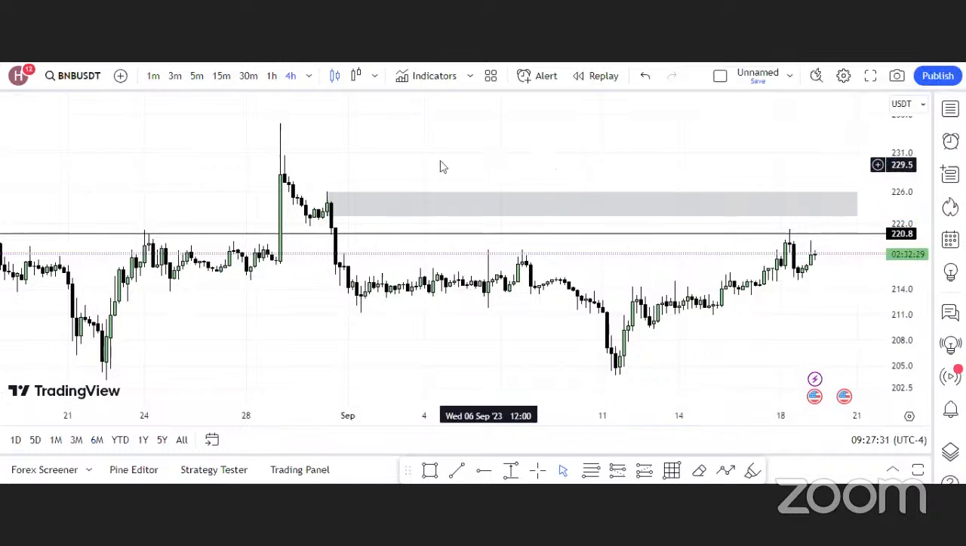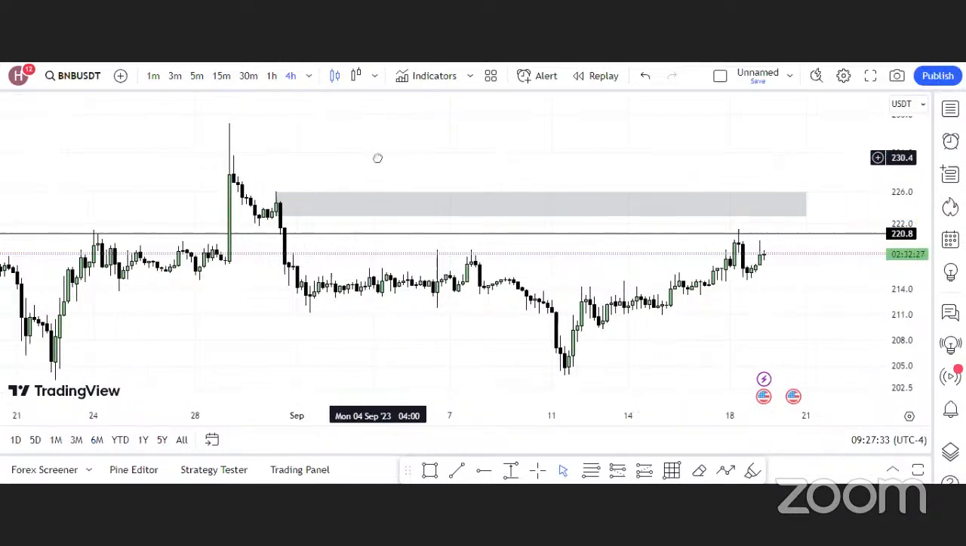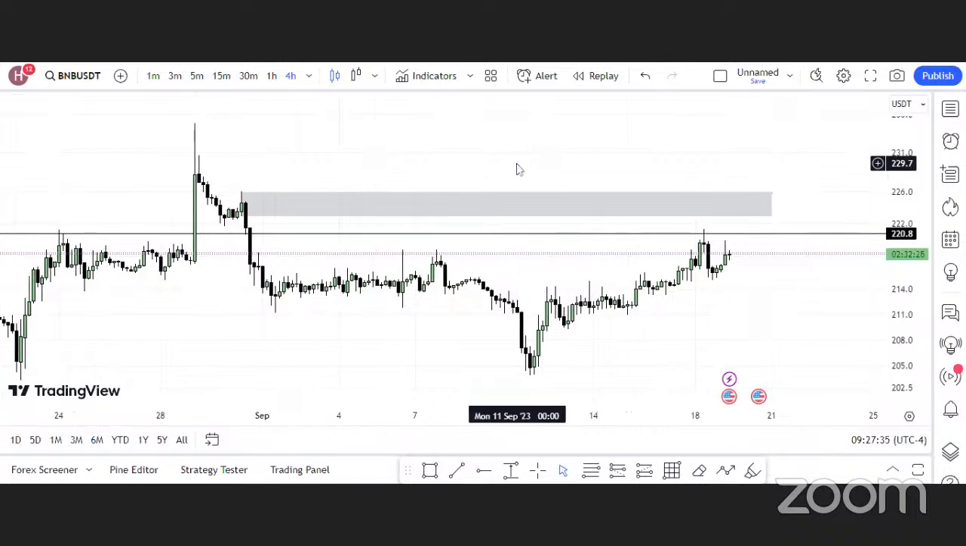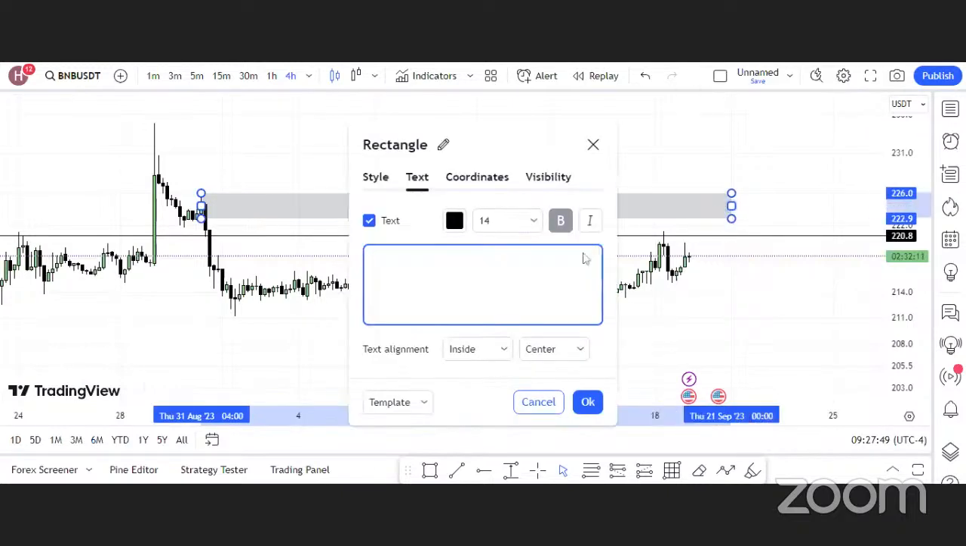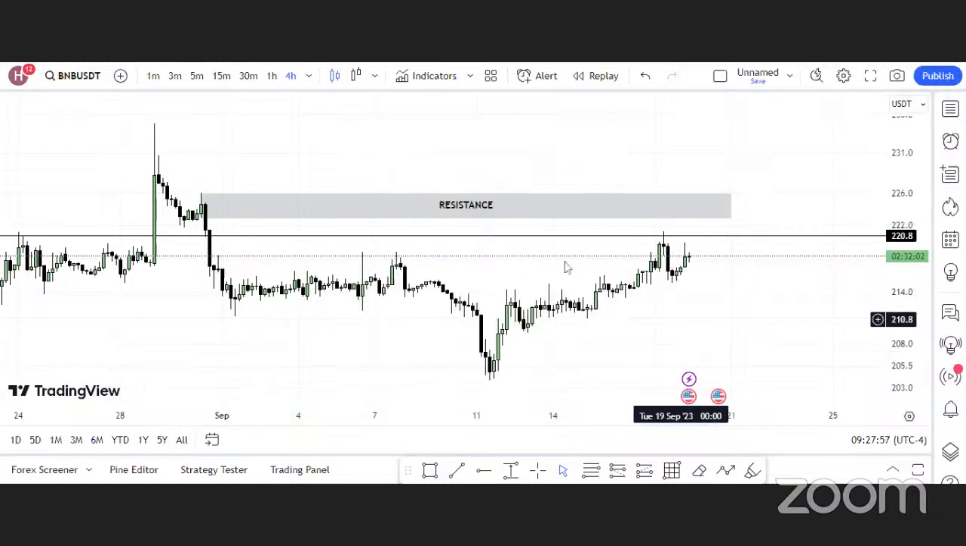So the opportunity I'll be looking out for right now is a downtrend, a sell opportunity, because the overall trend for BNB USDT is a downtrend. So this is my point of interest. This is where my resistance is. This is my resistance. This is my point of interest.